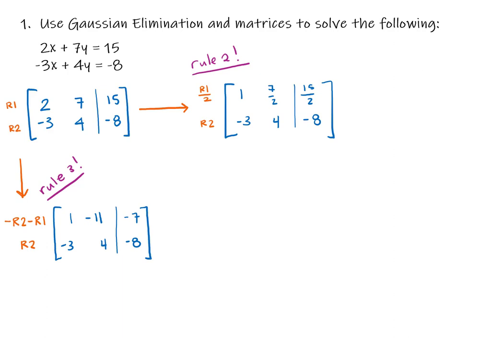Rule 3 says to add some rows together and make it so that when we add them, we end up with a 1. And so I took the negative of the second row and I subtracted the first row and I ended up with 1, negative 11, and negative 7. And so of these two rows that are able to come up with a 1 in the position we want it, which one did you like better?